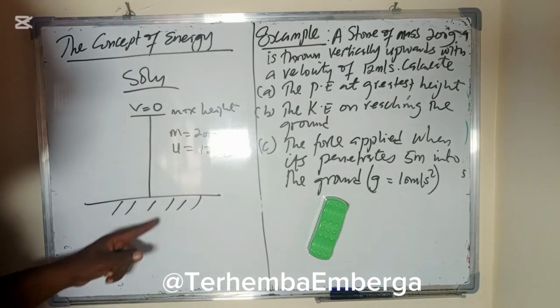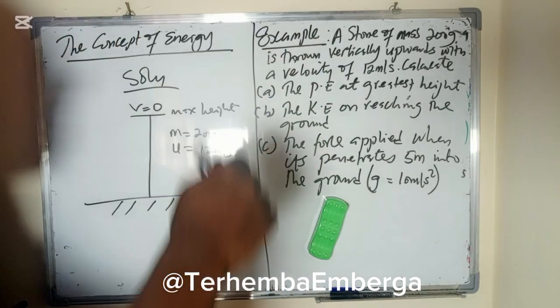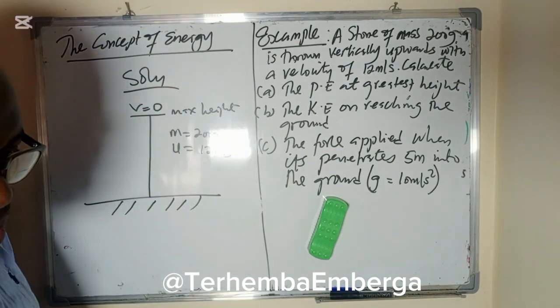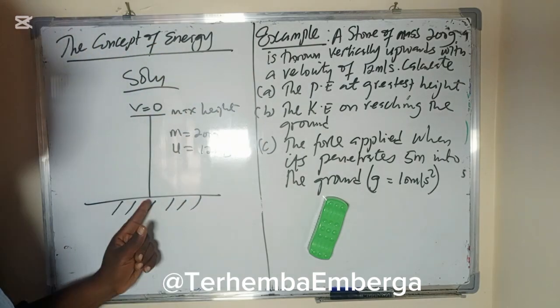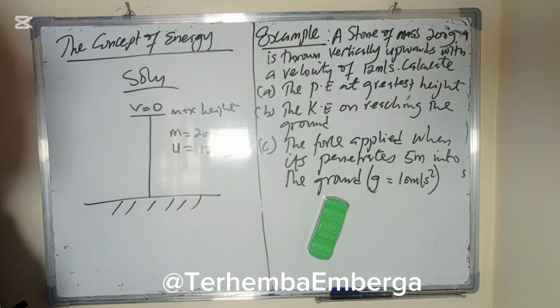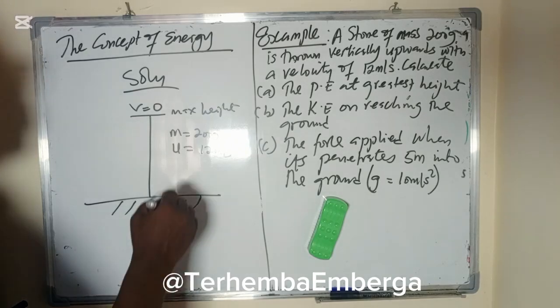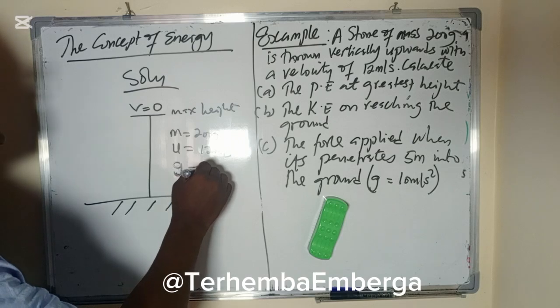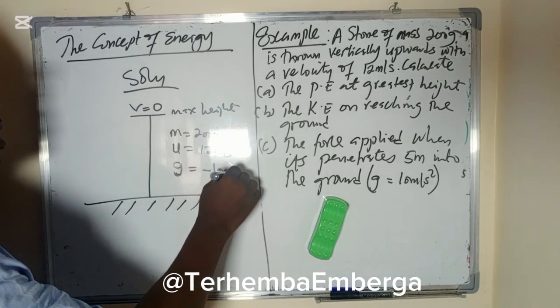Since the object is thrown vertically upward, it's going against gravity. Gravity pulls the object towards the center of the earth. If it is going up, it's going against gravity. In that case, g will be what? Negative. g will be equal to minus 10 meters per second square.